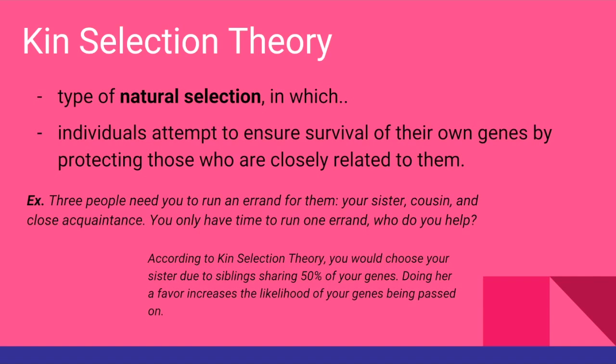An example would be 3 people need you to run an errand for them: your sister, your cousin, and a close acquaintance. You only have time to run one errand. Who do you help? According to the kin selection theory, you would choose your sister due to siblings sharing 50% of your genes. Doing her a favor increases the likelihood of your genes being passed on.